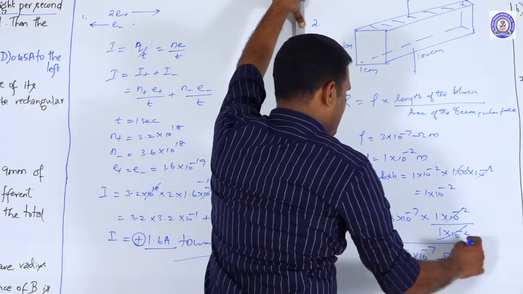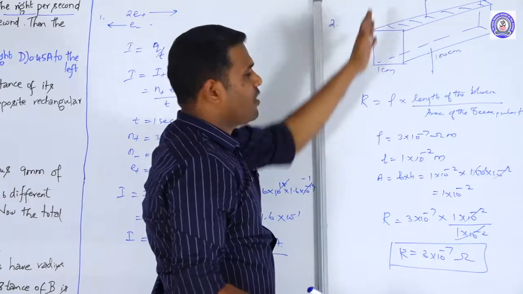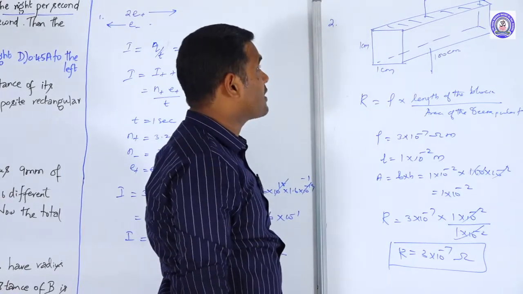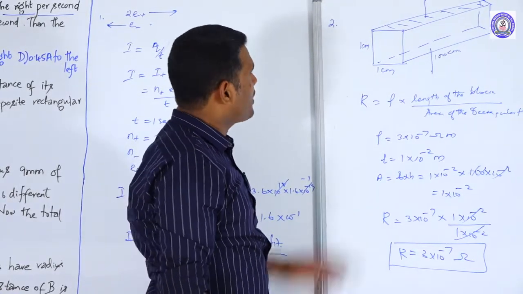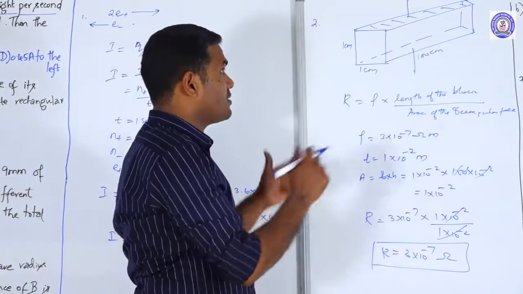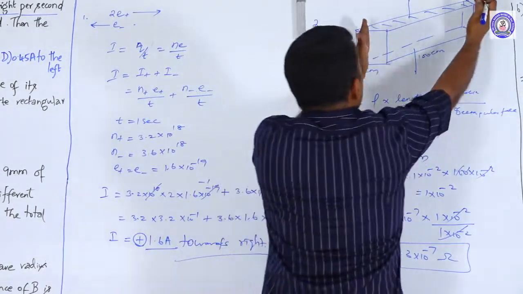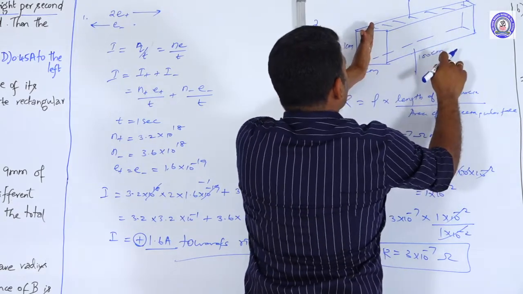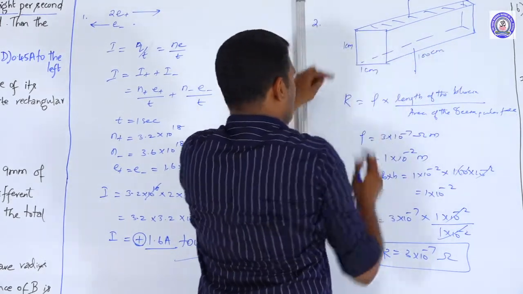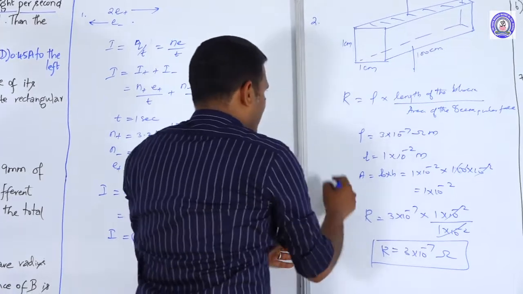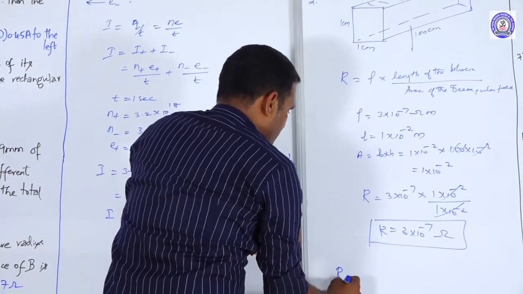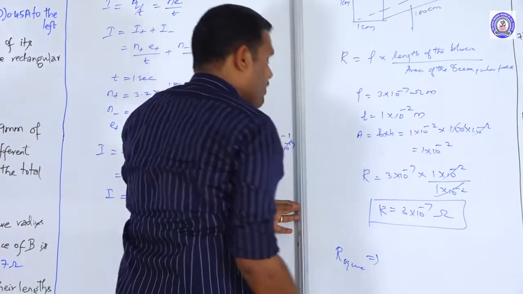This is the resistance across the rectangular faces. You can also calculate the resistance across the square faces, between these two faces. Here, the length between the two square faces will be 100 centimeter, and the area of the square faces is 1 centimeter. So we can calculate the resistance between the square faces also.